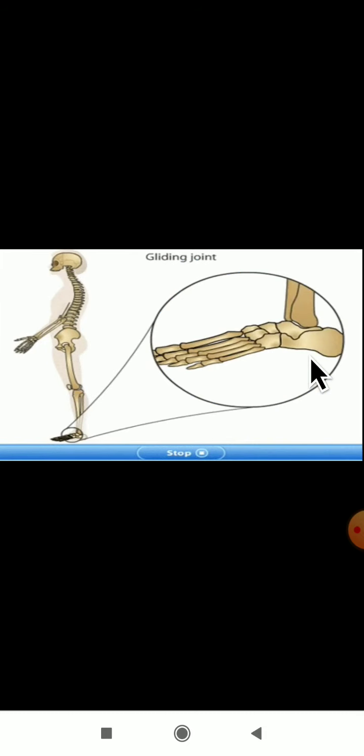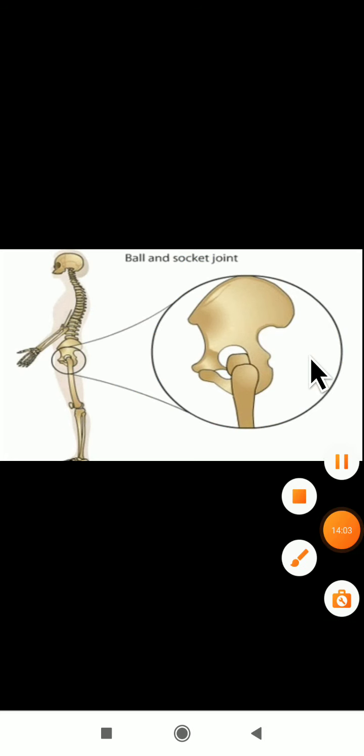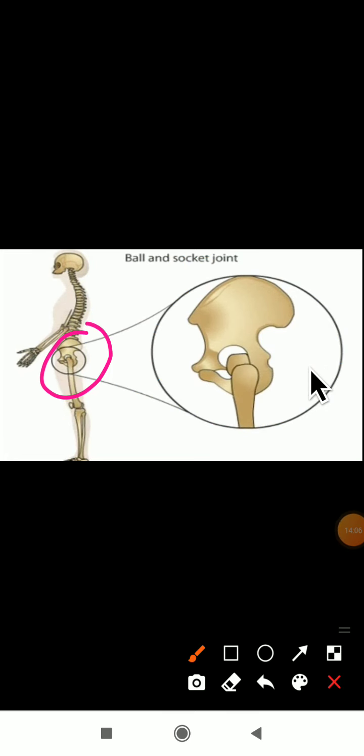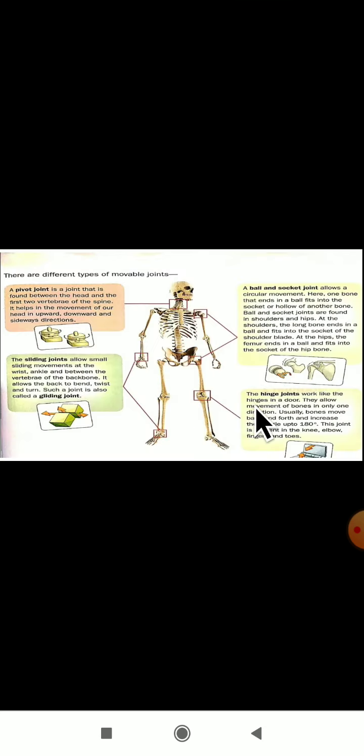Yes, I will show you the hip bones here. Nothing but the ball and socket joint. Where is it found? It is found in the hip part. Yes, you can see here. It enters and fixes into the hip bone. So it is a ball. The ball here is the hip and it fixes into the hip bone. So this is a ball and socket joint. It is found in the shoulder part and also in the hip part.